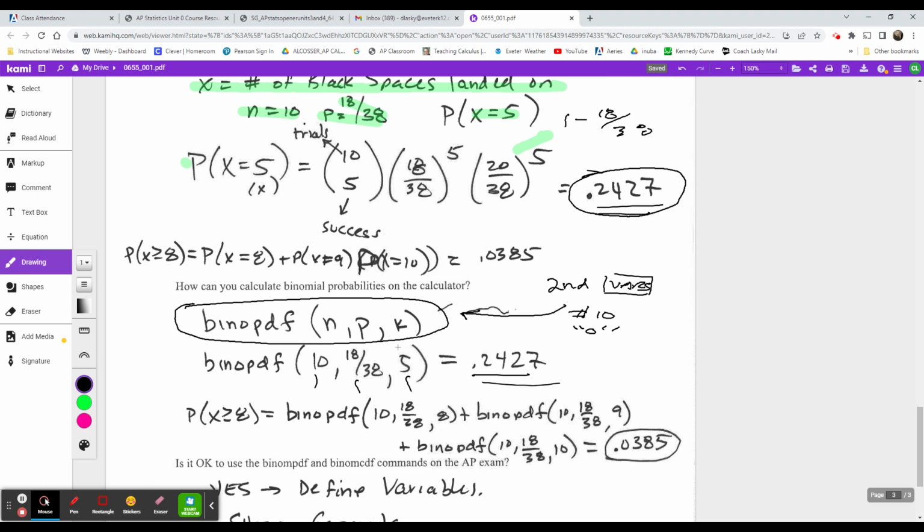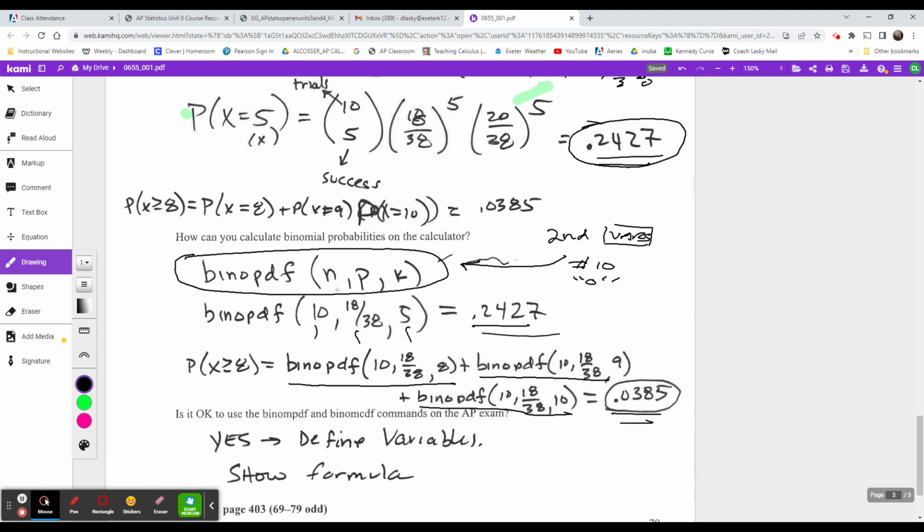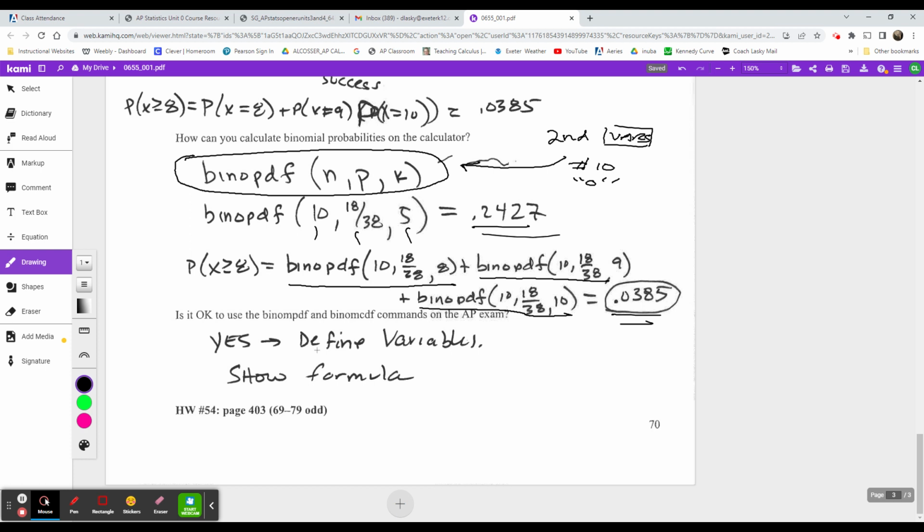If you're going to do the same thing with greater than or equal to 8, you use binomial PDF and add your answers together. You can type it just like this in the calculator, and it's going to kick out 0.0385. So on these, you don't have to do a lot of work. You need to let the calculator do the work for you, okay?